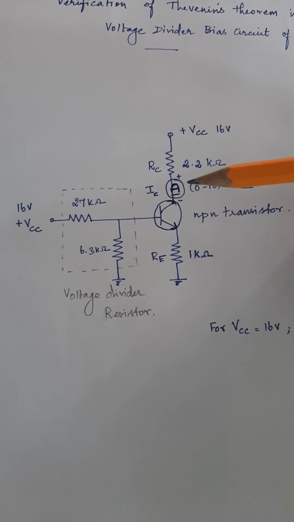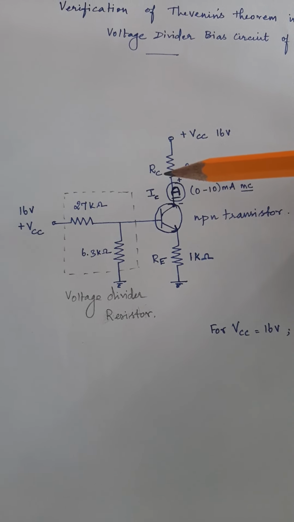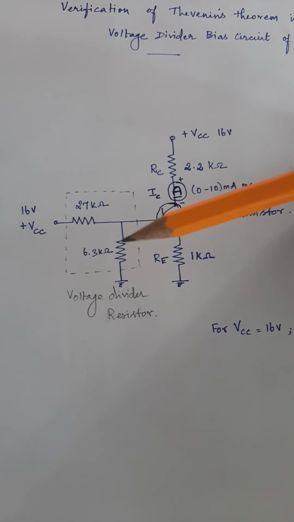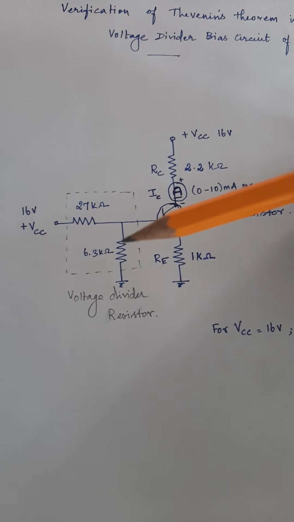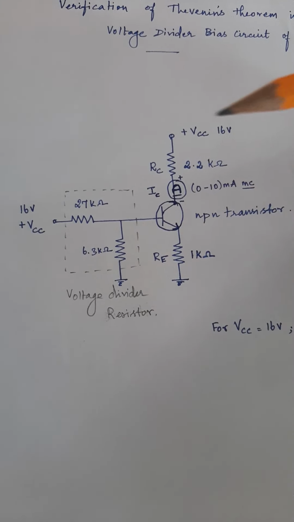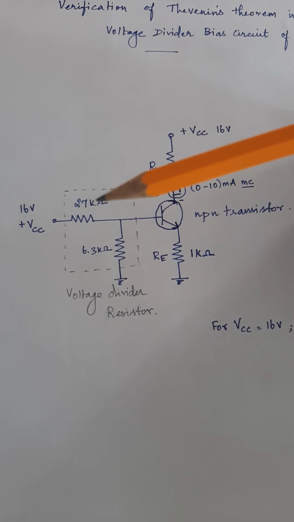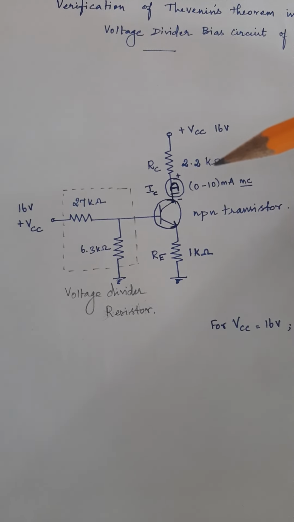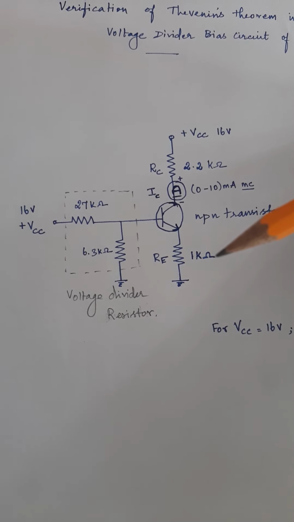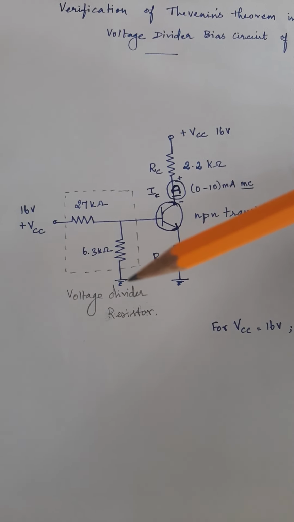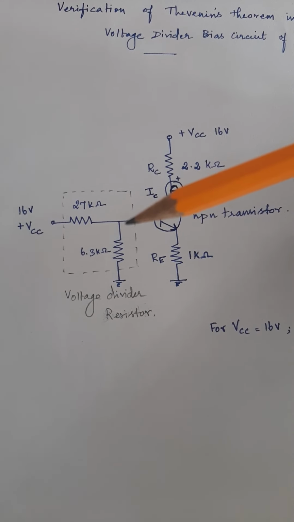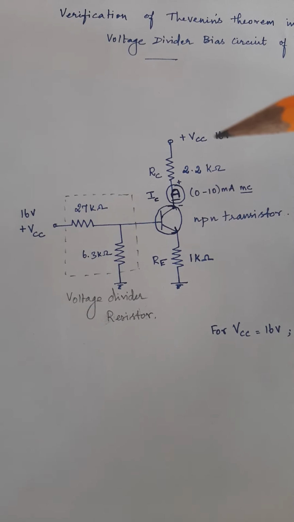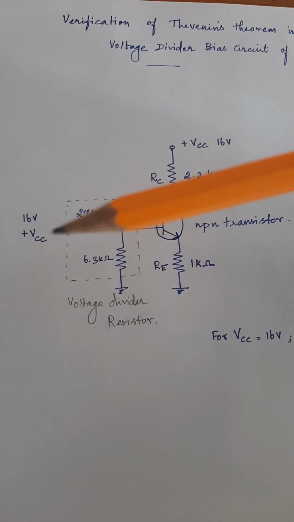The circuit is connected in such a way that there is a collector resistance and an emitter resistance, and there are two resistances connected to the base of the transistor. They are known as the voltage divider resistors, and consist of 27 kilo ohm and 6.3 kilo ohm, and the collector resistance is 2.2 kilo ohm and the emitter resistance is 1 kilo ohm. Both the emitter resistance and the 6.3 are grounded, and the base and collector are commonly connected to a voltage called VCC, and the voltage applied here is initially 16 volt.